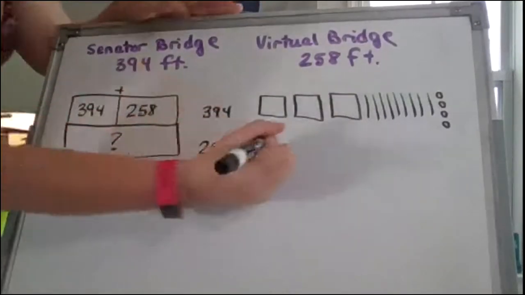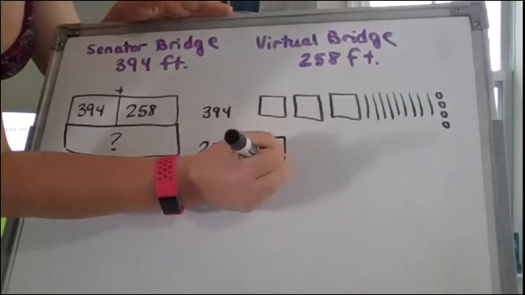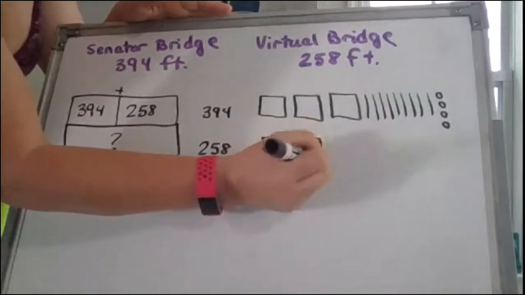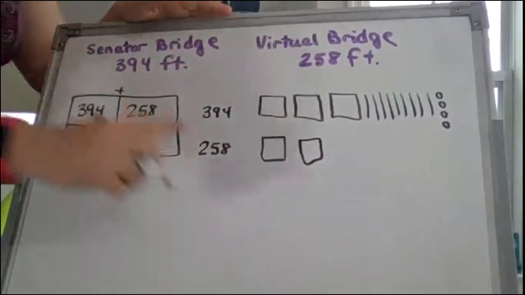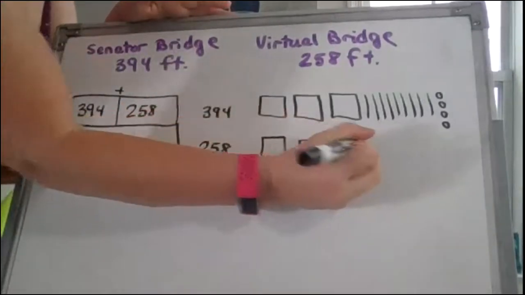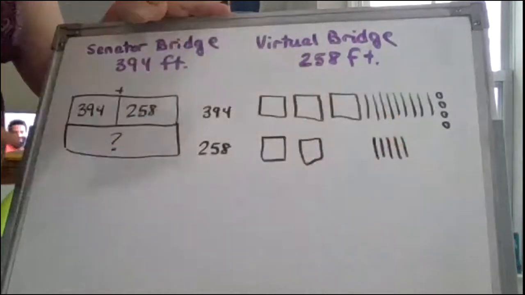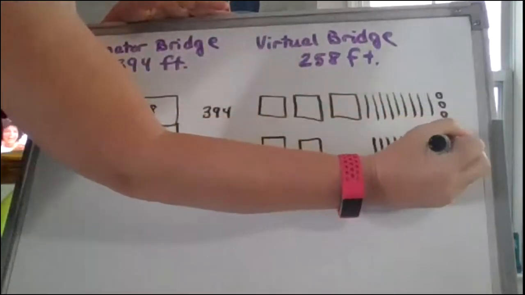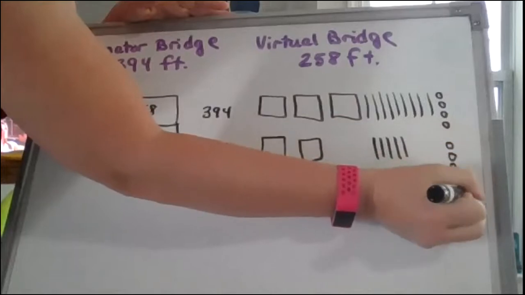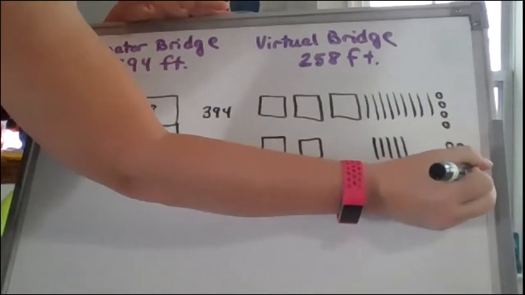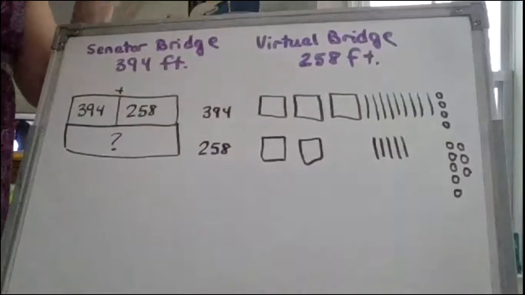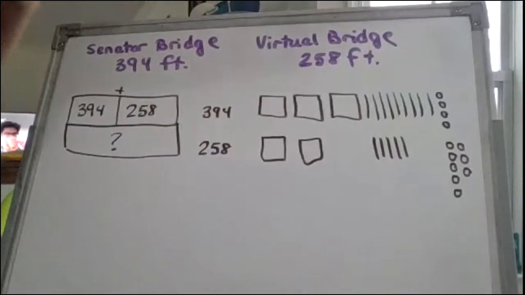I'm adding to that 258. So I have 2 hundreds, 100, 200. I have 5 tens, 10, 20, 30, 40, 50. And I have 8 ones. 1, 2, 3, 4, 5, 6, 7, 8. Now, I want to see how many I have all together.